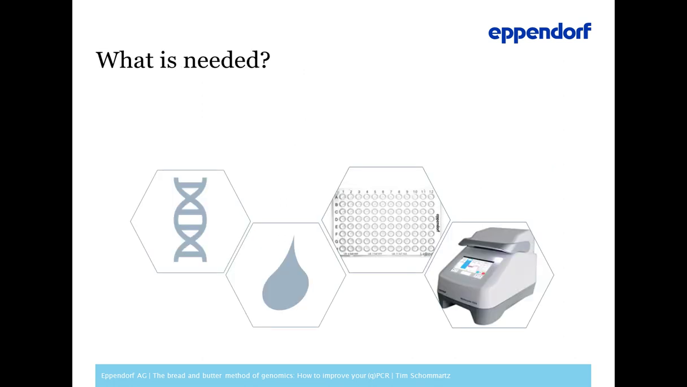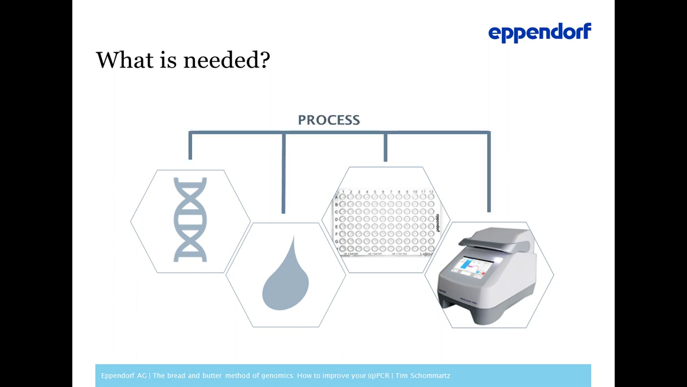So what is needed for a PCR? Of course, you need some input material, some DNA, you need reagents, you need some material, some tubes or plates where you are performing your PCR, and you need some sort of thermocycler, which is needed for a PCR. So those components are connected by a process, because you have to get all of those things together in order to get your PCR up and running.